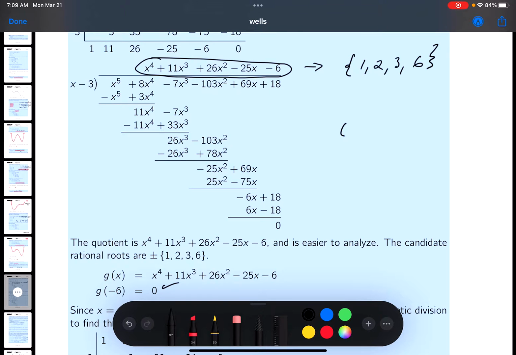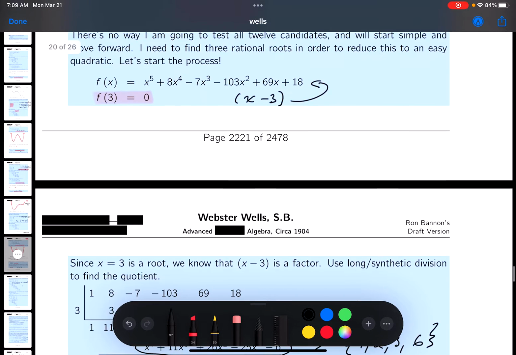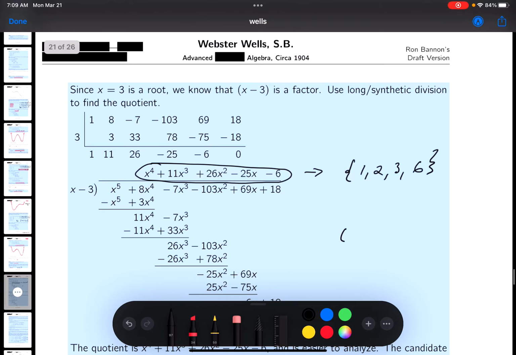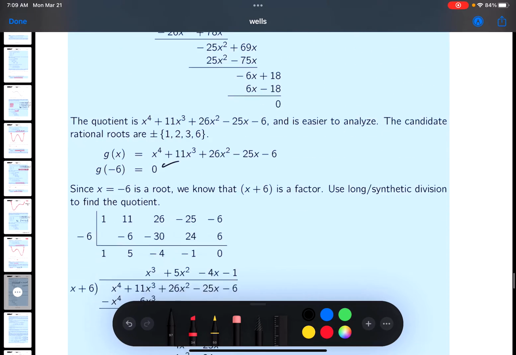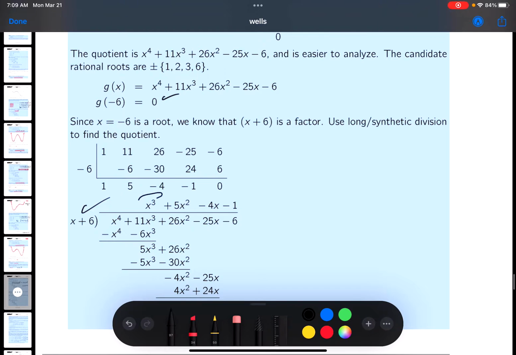I have two roots now, and the two roots are as follows. One was 3, so I get the factor x minus 3. And the other factor I get is x plus 6. What am I going to do? I'm going to divide this now by x plus 6. That's right over here. And then I get this depressed cubic here. This only has two possible rational roots, plus or minus 1.